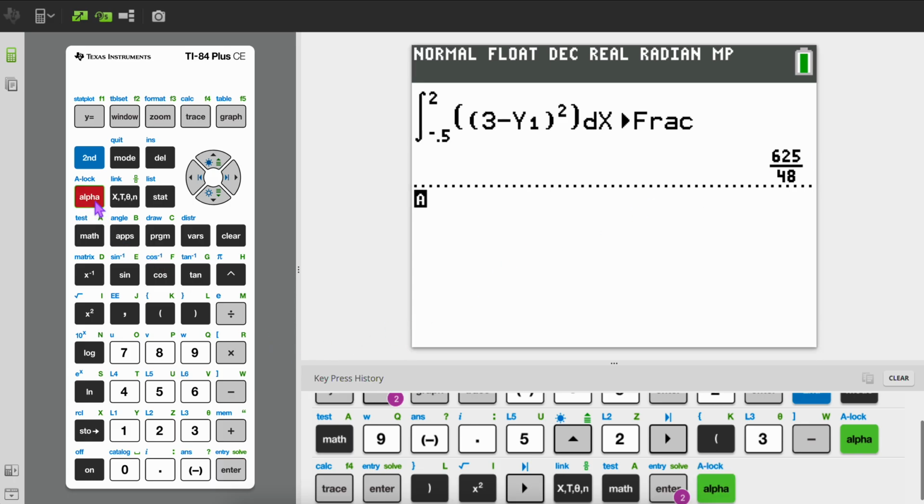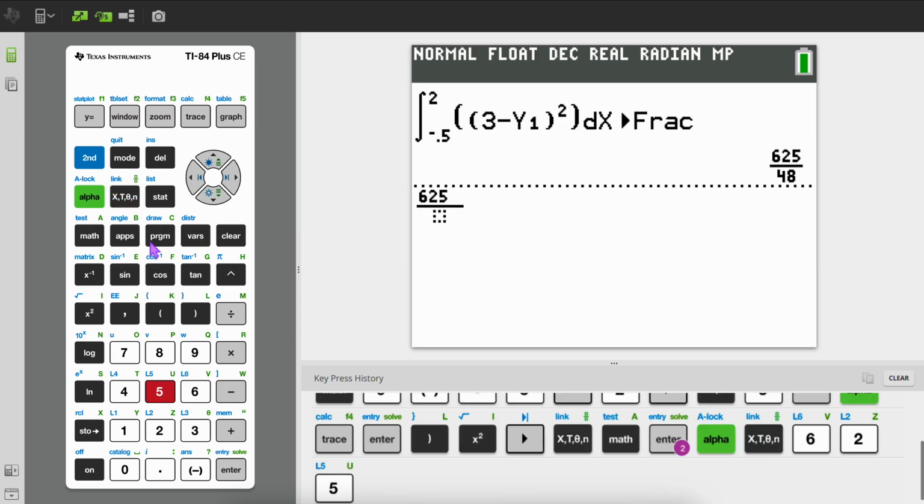So if I were writing this as my answer on a worksheet or a test, I would do 625 and I would write the pi symbol in over 48, and then that would be my exact answer to the problem. So if you want to use your calculator to find the exact answer, you type in your integral without the pi symbol, change your answer type to fraction at the end, and then when you go to write your answer, you just throw the pi in there.